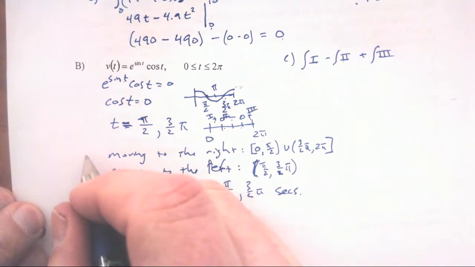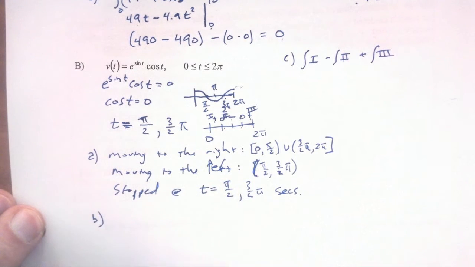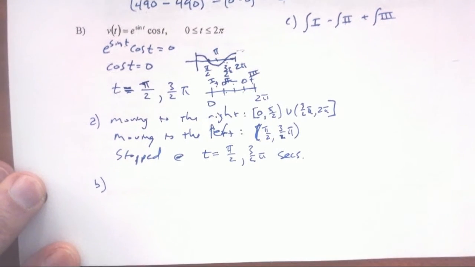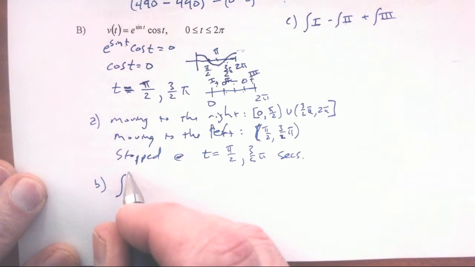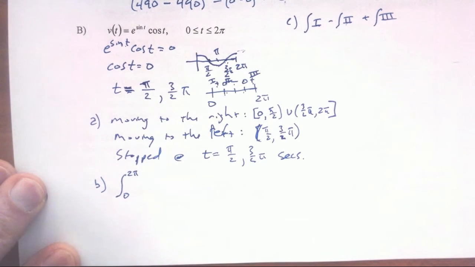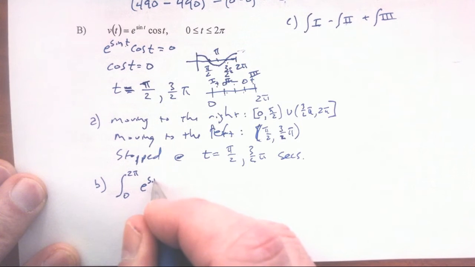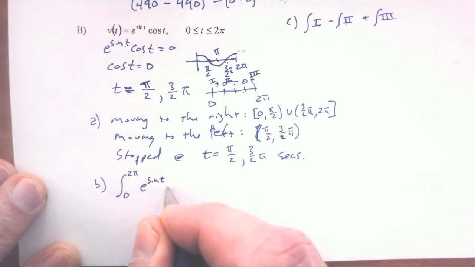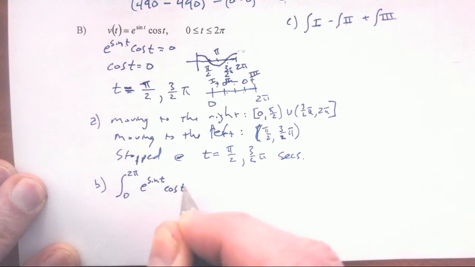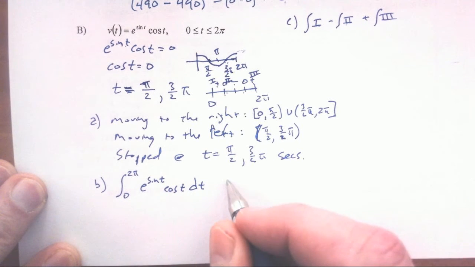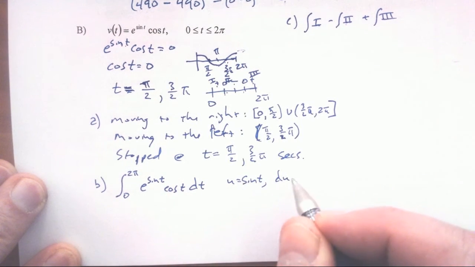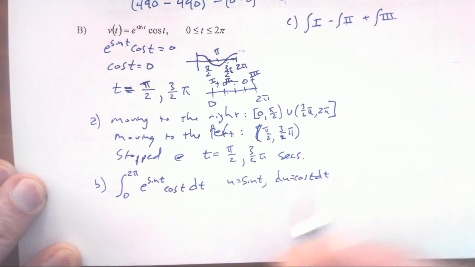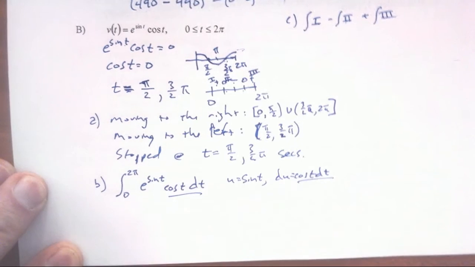Okay, so there is A. B is our displacement, so that is the integral from 0 to 2 pi of e to the sine of t cosine t dt. How about u is sine of t, du therefore would be cosine of t dt. It doesn't get any better than that.